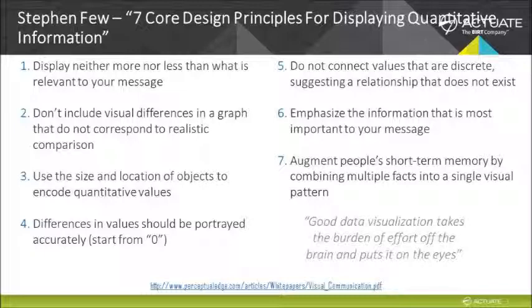And seven, you can augment people's short-term memory by combining multiple facts into a single visual pattern. For this, we're tying into the research finding that short-term memory is limited to about four chunks of information at a time. This is why phone numbers are broken into small groups. They don't just give you all the digits at once, because we remember things in tiny chunks. So keep that in mind when you're trying to depict information.